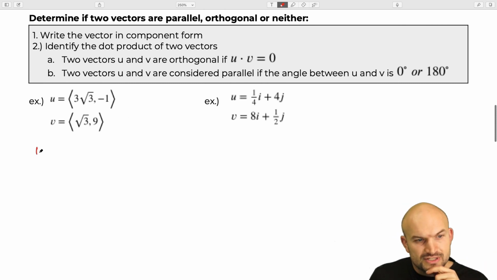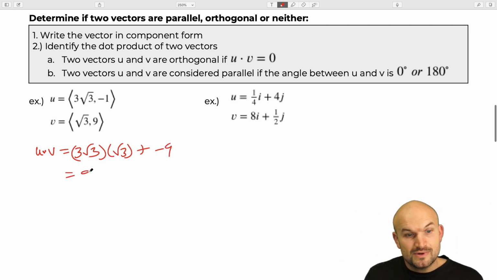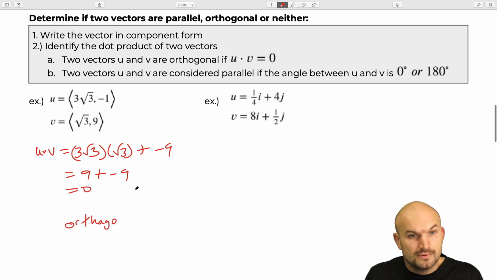First thing I like to do is just identify u dot v. So in this case, I'm going to do 3 square root of 3 times the square root of 3 plus negative 9. So basically, does this equal 0? Which, guess what? It does. Okay, so since you can see here, these are orthogonal. There you go.